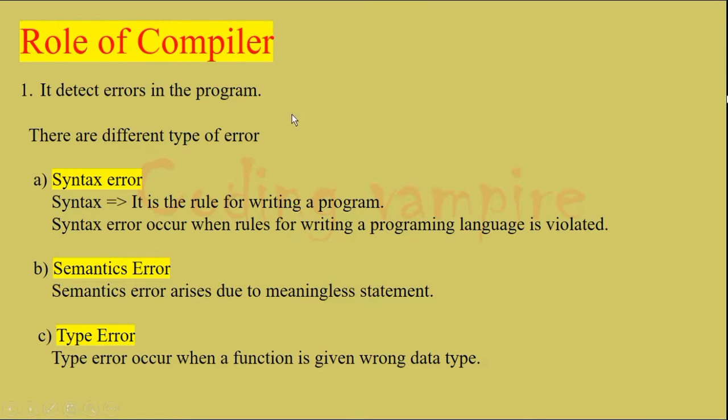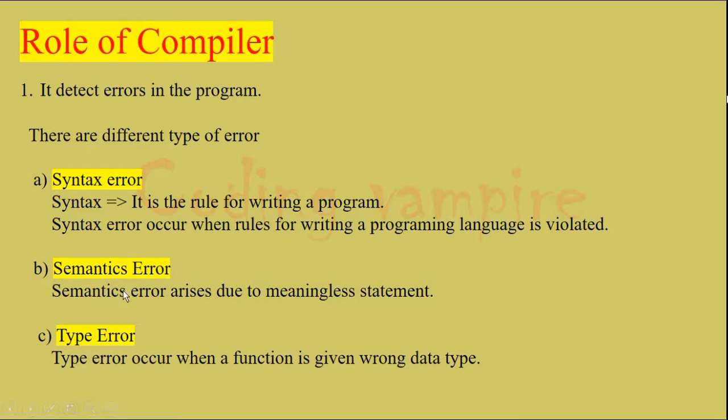So now the role of the compiler. It detects errors in the program, and there are different types of errors. Syntax error. What is syntax? It is the rule for writing a program. We know that in the English language, every sentence should be terminated with a full stop. Similarly, in C++, every statement must be terminated using a semicolon. So let me go through these errors, then I'll discuss errors using a program.